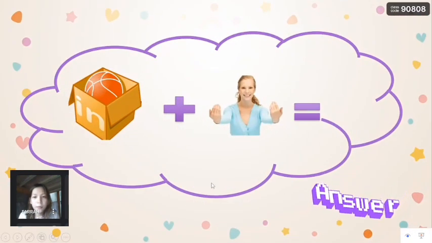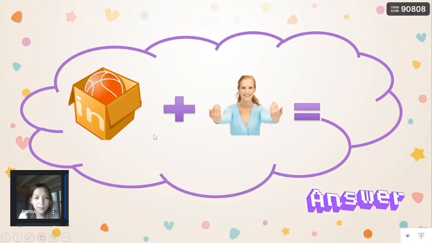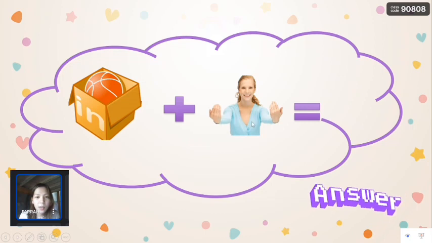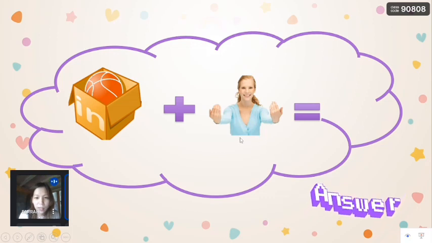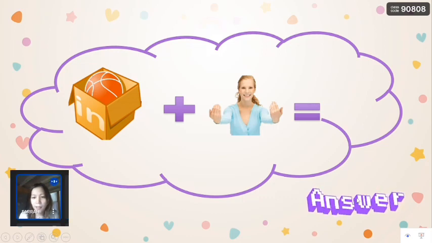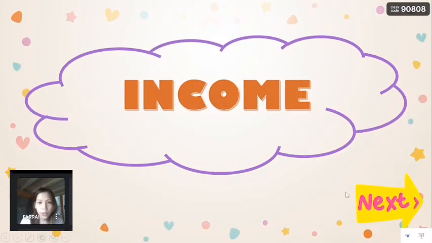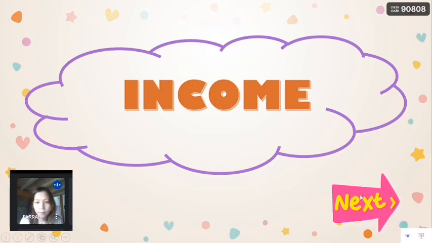Okay, first picture. What do you see? A ball inside a box. A girl. What is your answer? Income, teacher. Okay, let's see the answer. It's correct. It's income. And now, let's see the next picture.